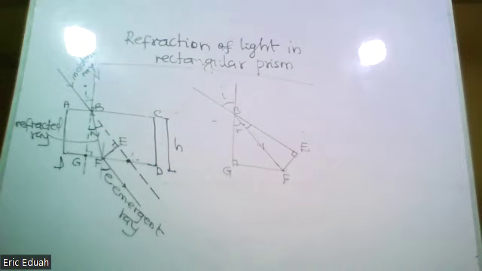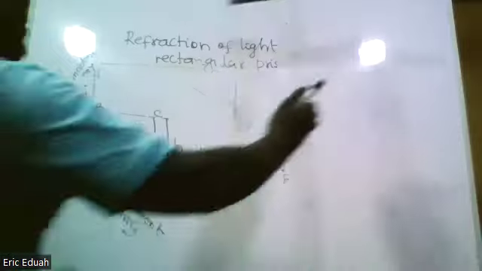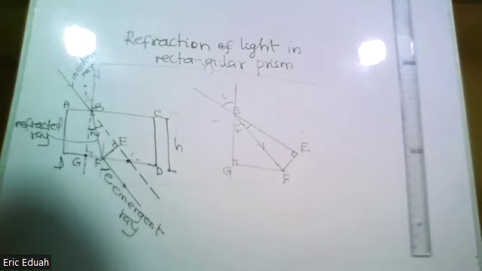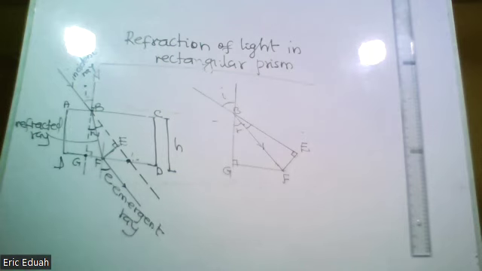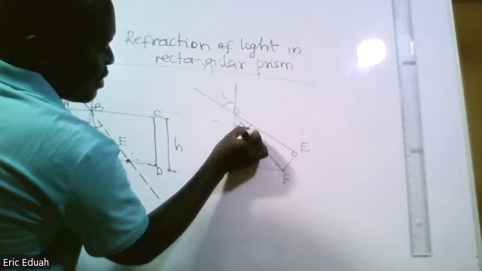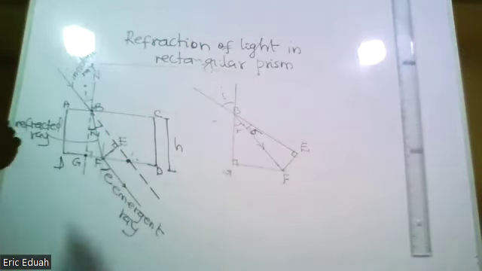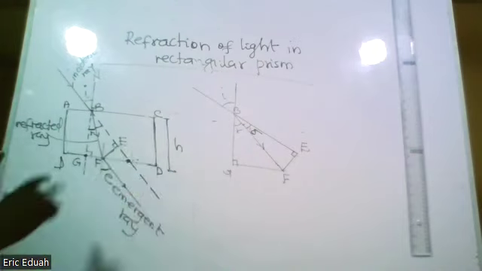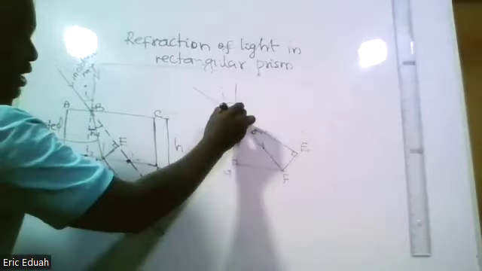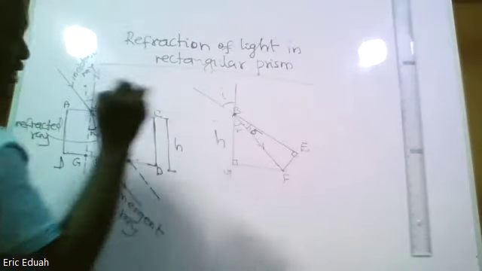I minus R. So what's the name given to that angle? Angle of deviation. That's the angle of deviation. Let's represent it by the symbol sigma. If the whole height of the prism is h, it means from this side, BG is also h.